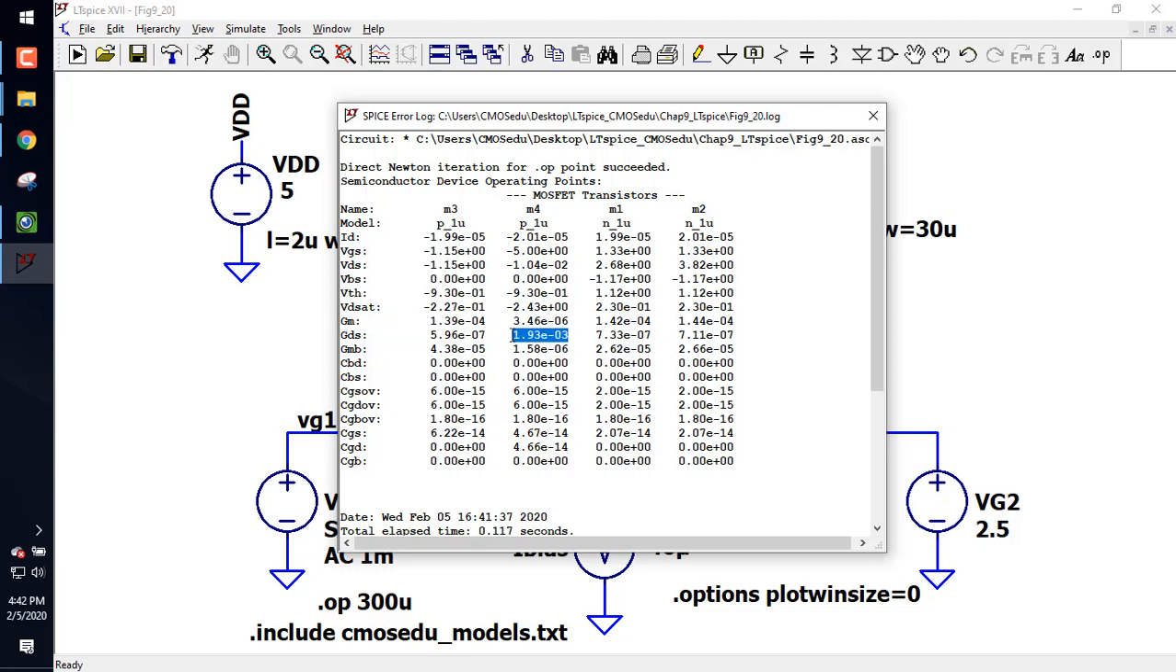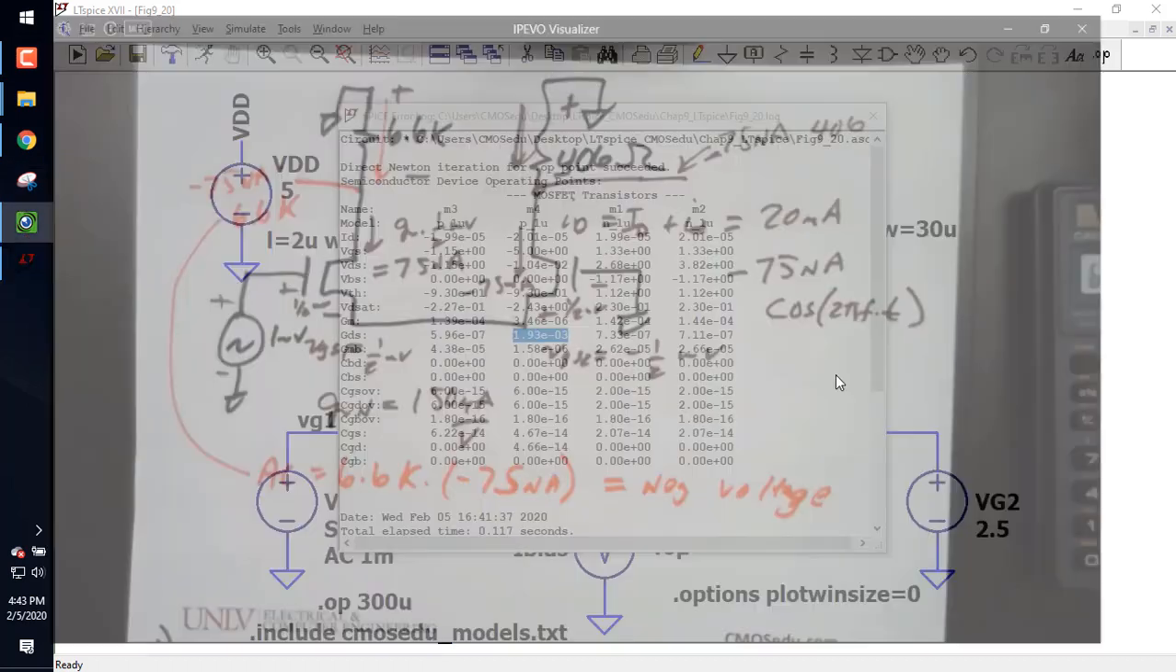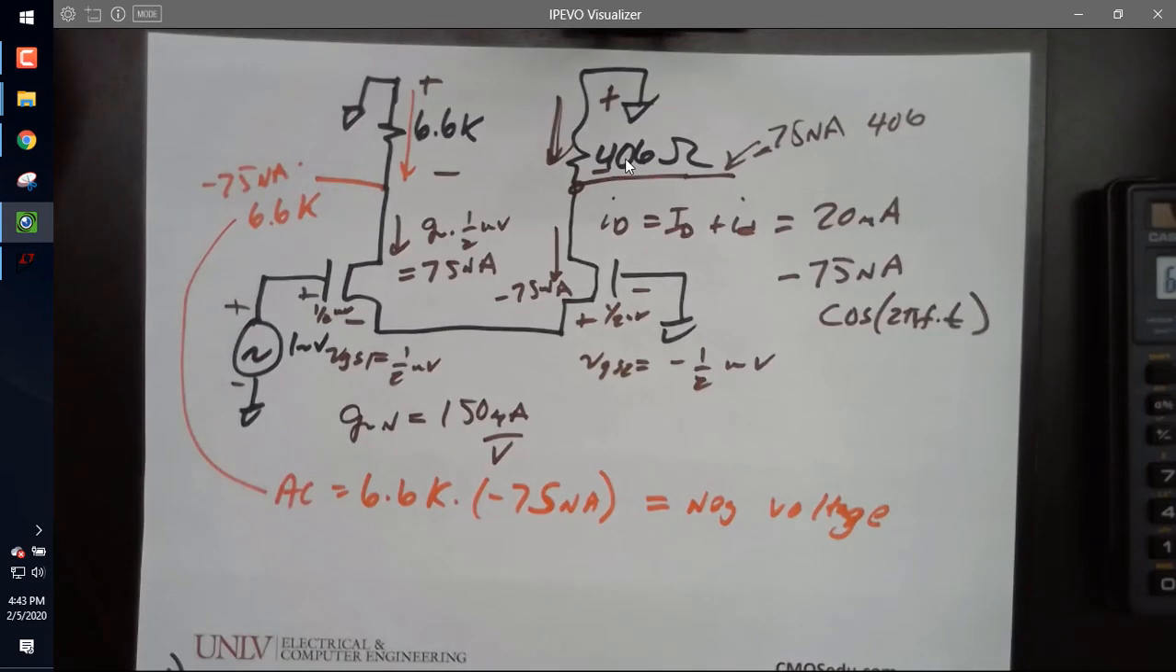1 over GDS. That's the conductance between the drain and the source, and this is roughly 2 milli. A little bit less than 2 milli. What's 1 over 2 milli? 500. So if I look and see, what did I calculate? 406, right? So it's in the ballpark.